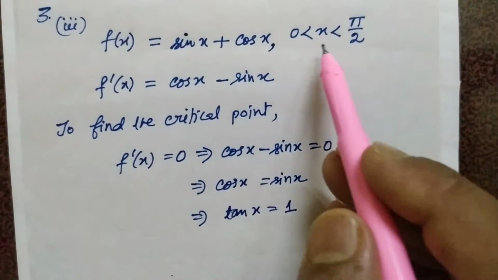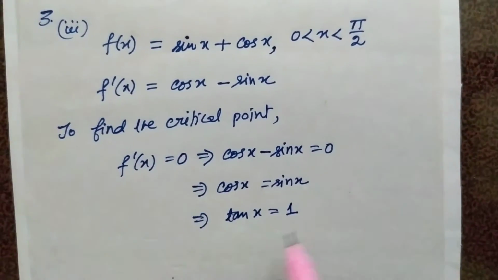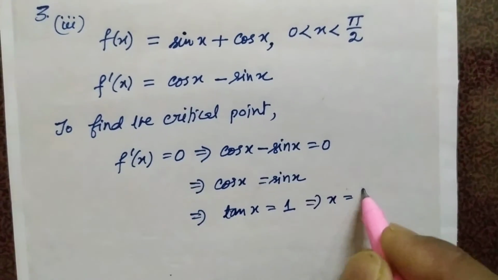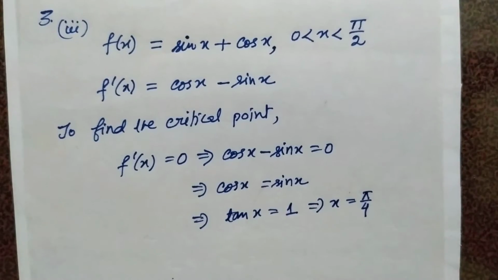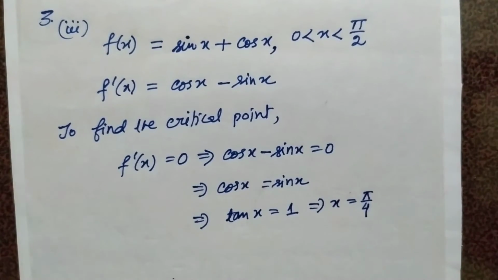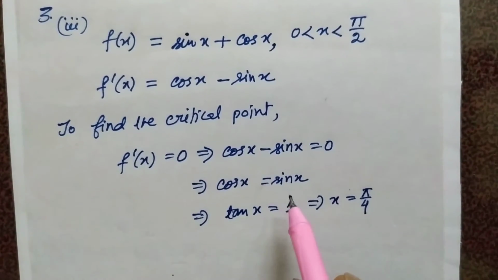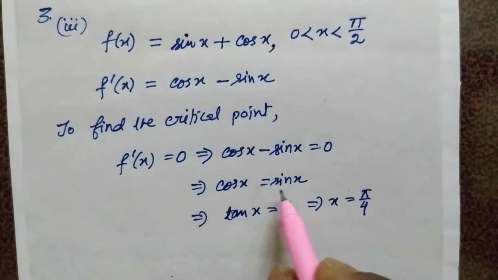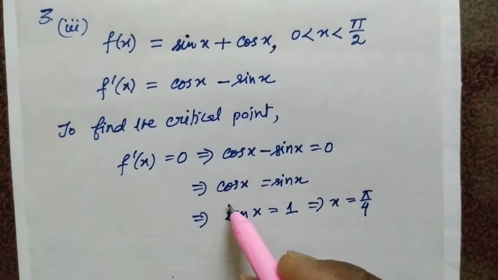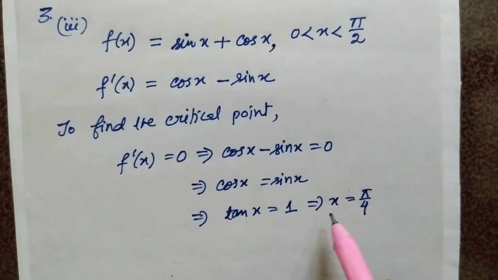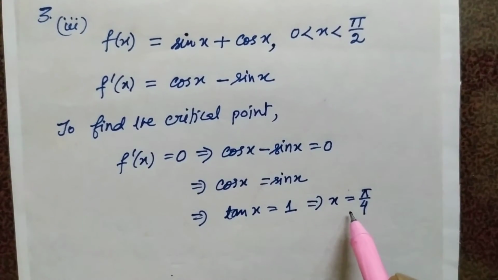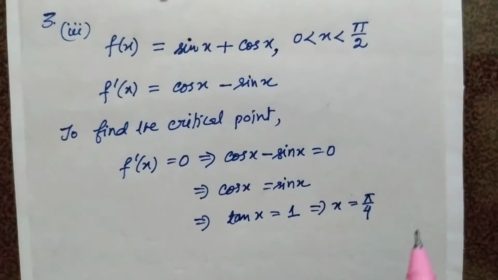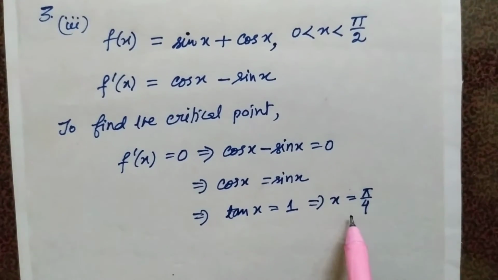Now in this interval, the point at which tan x is 1 is x equal to pi by 4, 45 degree. In this regard, I would like to mention, you can directly write x equal to 45 degree from here, or you can also write cos x by sin x equal to cot x is also 1, which will give us x equal to 45 degree, that is pi by 4. That is, pi by 4 is the critical point.